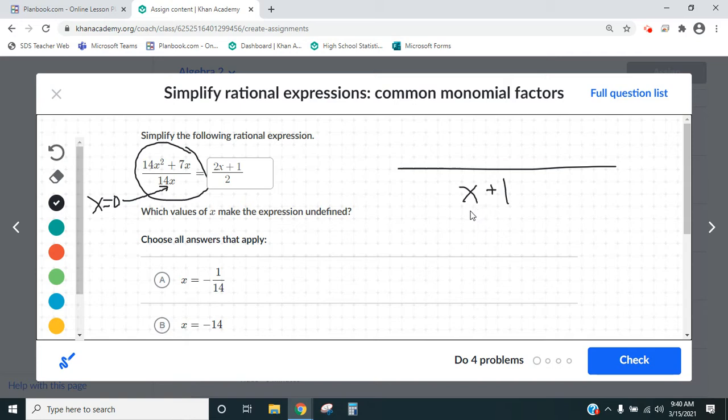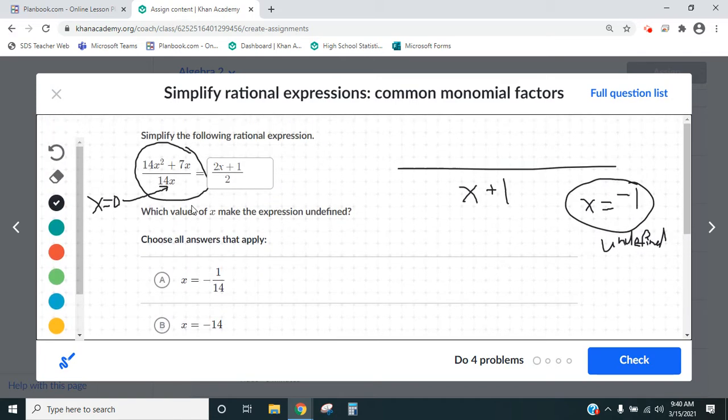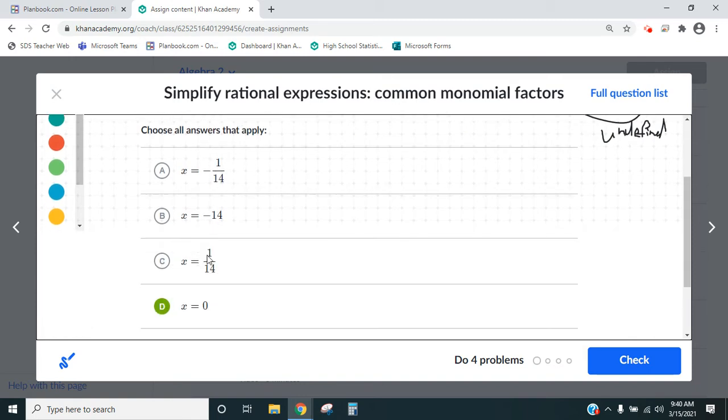What number, when you plug in there, would make it equal 0? Yeah. We would say that x equals -1 would make it undefined. So what we're trying to do is figure out which one of these choices, if you plugged it in, would give us a fraction that would be undefined. As in, you plug it into the fraction and it won't work on a calculator. Okay? And it would be this one right here.